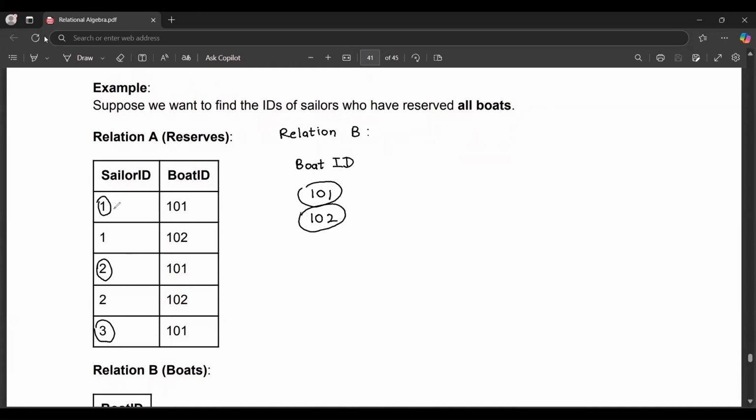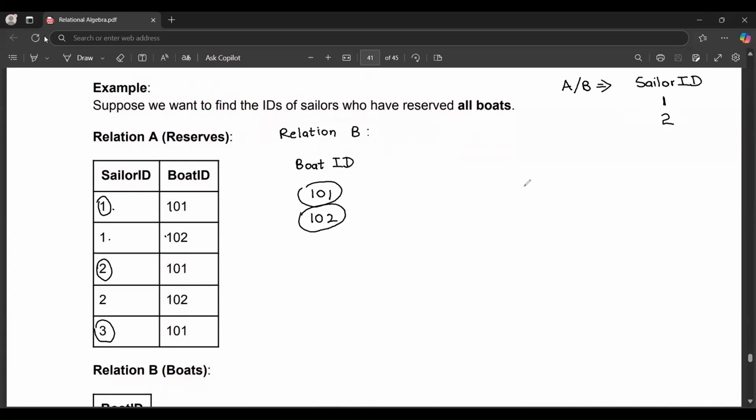Now 1 is connected with 101, and 1 is connected with 102, so the output of A divided by B will include Sailor ID 1, and likewise 2 should come, but 3 should not come. Why? 3 has a relation only with 101. The link is between 3 and 101 only. 3 doesn't have a relationship with 102.